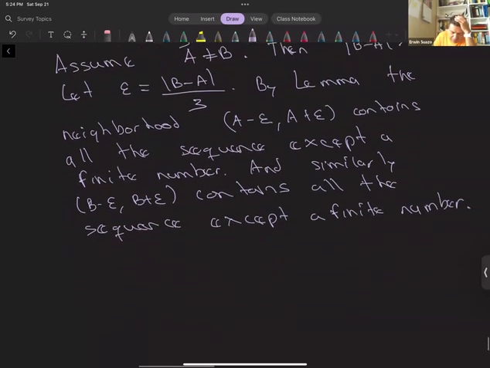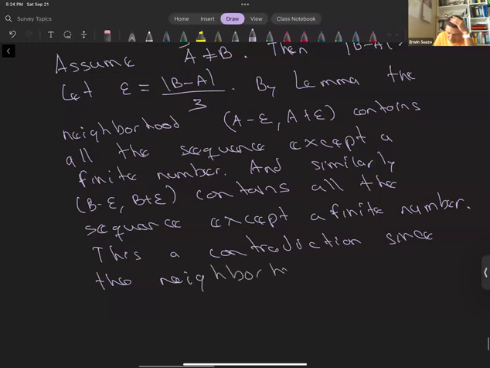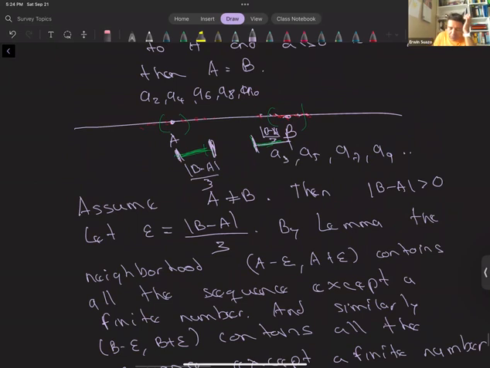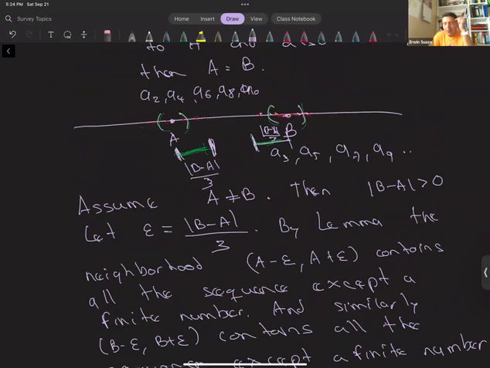But this is a contradiction, since the neighborhoods do not intersect each other. Okay. So since the two neighborhoods don't intersect, you see, from the beginning that was kind of my argument. I'm going to make a neighborhood for A, I'm going to make a neighborhood for B. They don't intersect because there is a distance between neighborhoods of (B minus A) over three. Okay? So there is a distance, they don't intersect.